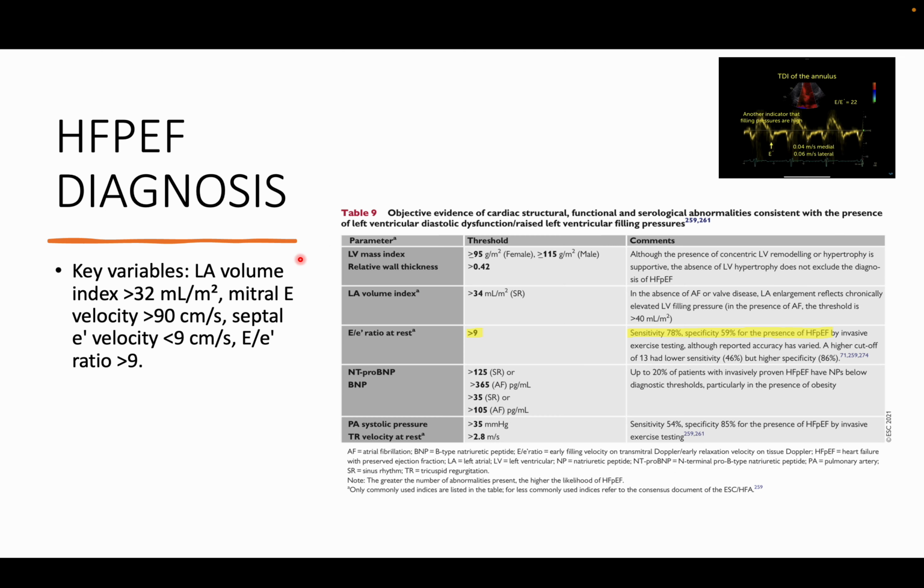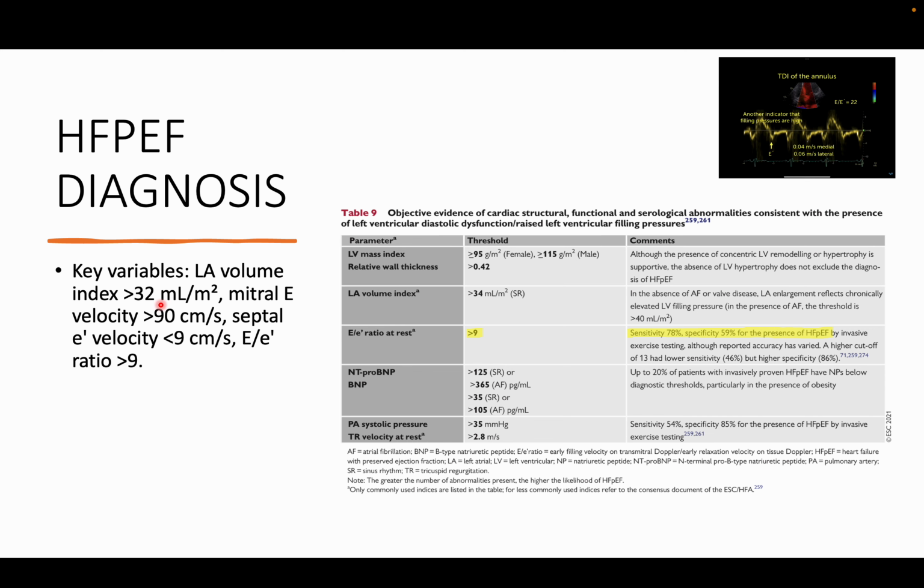So how do you diagnose heart failure with preserved ejection fraction? There are various key variables. Always when you are looking at the echo, one is you look at the EF, then you look at the mitral valve and aortic valve for stenosis or any regurgitant lesions. Then how you diagnose heart failure with preserved ejection fraction is the main thing. First you look at left atrial volume, which should be more than 32 ml per meter square.